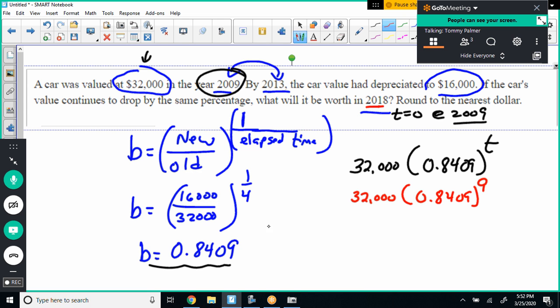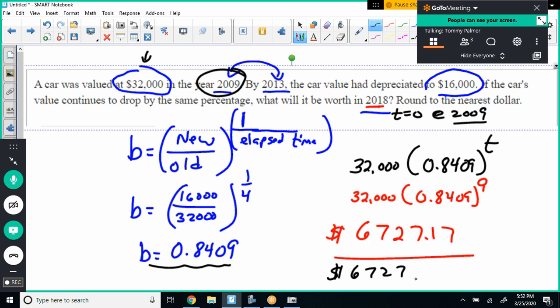And ladies and gentlemen, we have 6,727.17. So that's what the car is valued at in 2018. And it said round to the nearest dollar, so that would be 6,727, right?